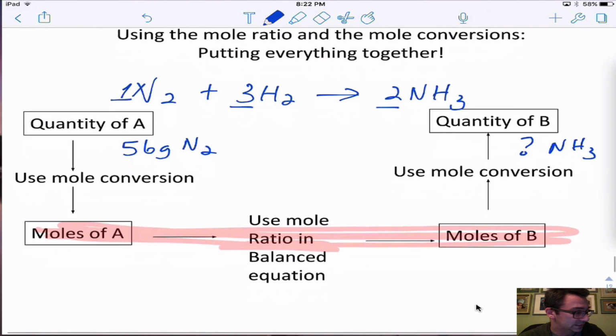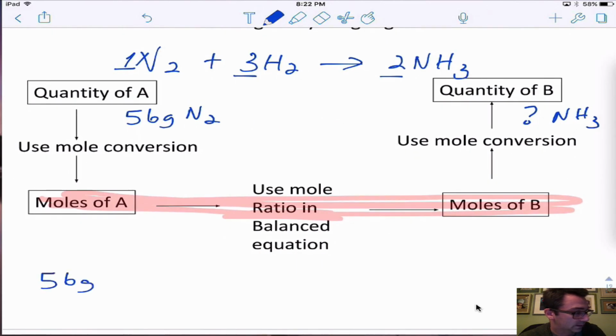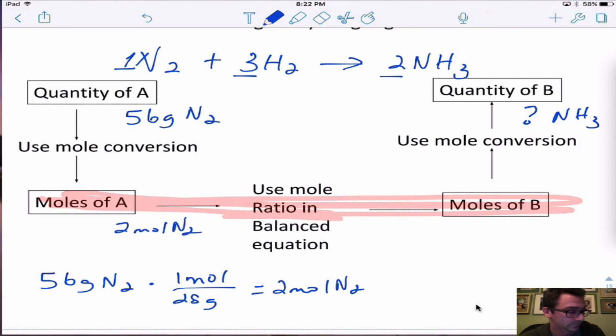Let's take our 56 grams of N2. Let's change it to moles. Well, for every 1 mole, there's 28 grams, and that will give us 2 moles of N2. I'm right here now, 2 moles of N2. Now I use my mole ratio. I want to get to NH3. We'll times that by 2 NH3 from the equation, 2 for every 1 N2, using the coefficients. That will give me 4 moles of NH3.